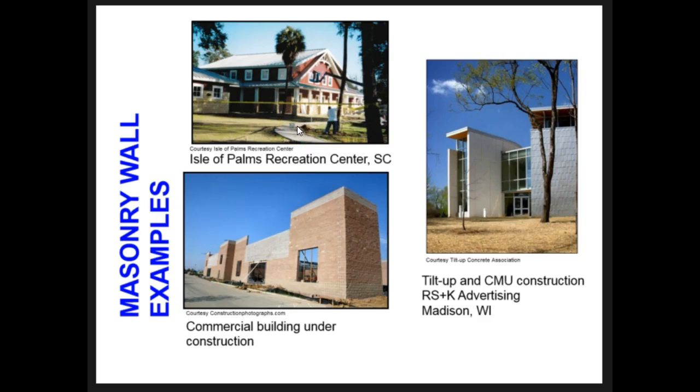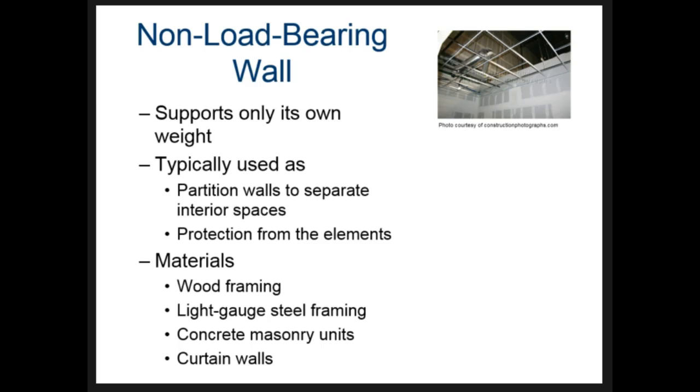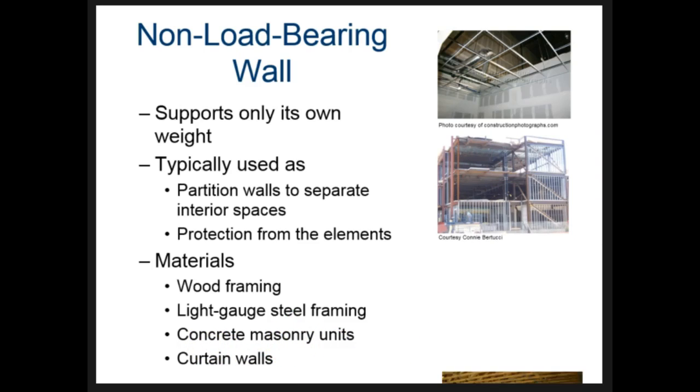It's often seen in schools, and many of the walls in this building actually have CMU, and then it has gypsum board over the top of it. It's very popular, it's very easy to construct, and as I said, uses less heavy equipment like cranes and such. Non-load bearing walls only have to support their own weight, so they don't need to be as strong. They're usually lighter weight materials: curtain walls, wood frame, light gauge steel, and then the CMUs are sometimes used without the extra reinforcement in them.